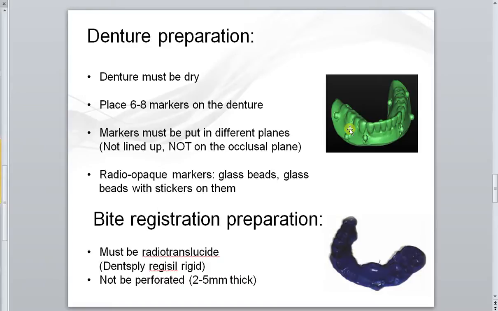Now let's take a look at the bite registration preparation. One of the main things that's crucial is that it must be radiolucent, and by that I mean it cannot be seen in the scan, it can't light up in the scan, such as radiopaque markers. The reason is that a radiopaque bite registration will make it difficult again for the software to merge the two together. The other thing is that the bite registration must not be perforated and must be a little bit thicker. We're talking about 2 to 5 millimeters thick.